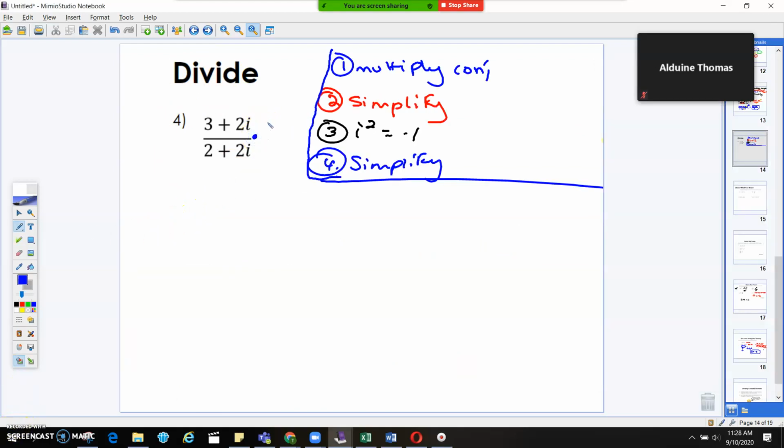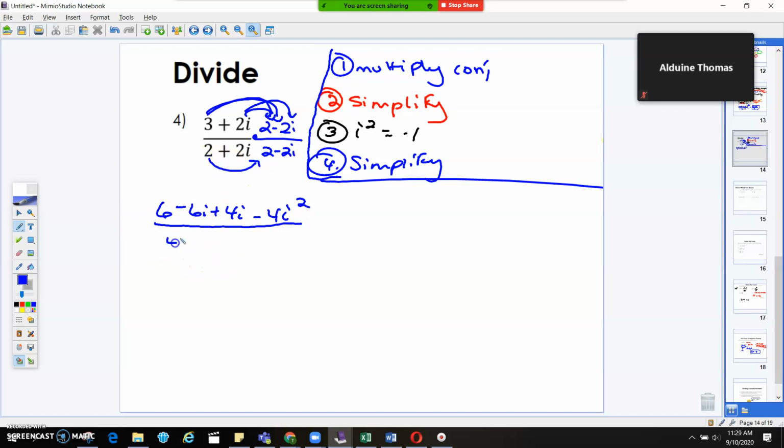So you're going to multiply by the conjugate. So the conjugate is going to be 2 minus 2i. So I've got 3 times 2 is going to give me 6. 3 times negative 2i is negative 6i. 2i times 2 is going to give me positive 4i. 2i times negative 2i is negative 4i squared. In the denominator, we've got 2 times 2 gives me 4. 2 times negative 2i is negative 4i. 2i times 2 is going to give me positive 4i. And 2i times negative 2i is going to give me negative 4i squared.